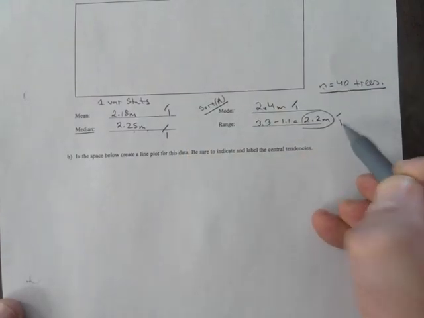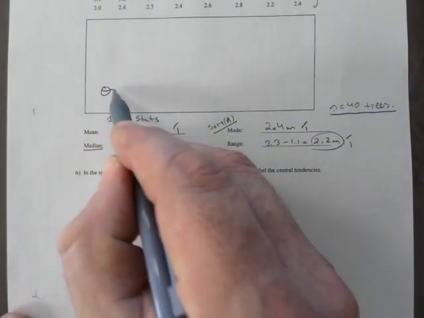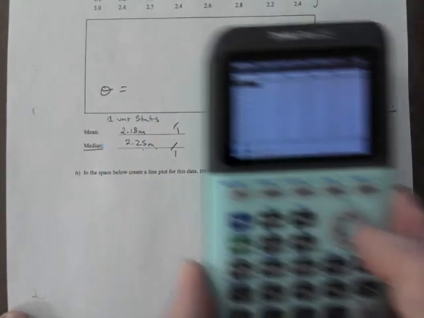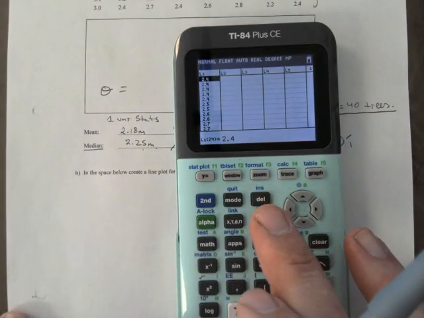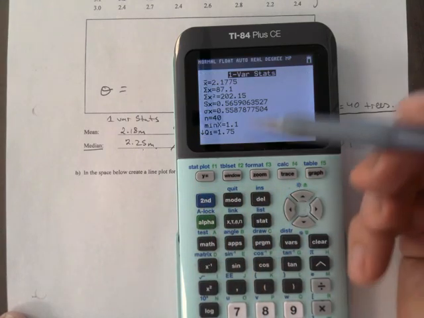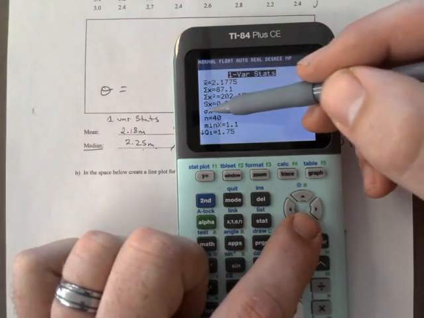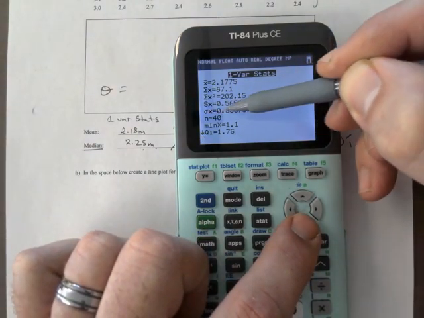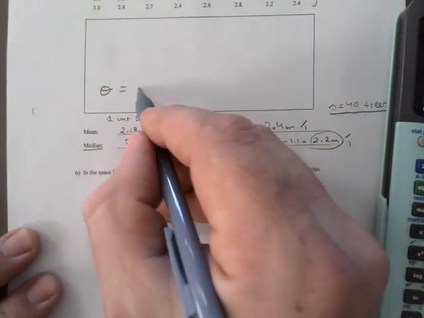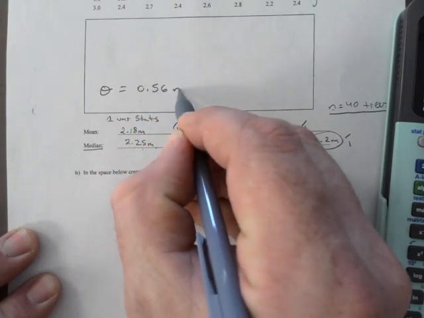1 mark for each entry, and then standard deviation, which almost looks like a theta, okay? I'm just going to go back to my main screen, rerun it, and standard deviation is this one right here, okay, 0.56 of a meter.